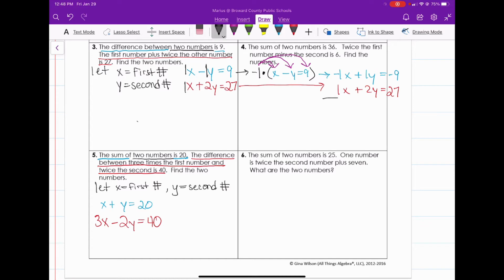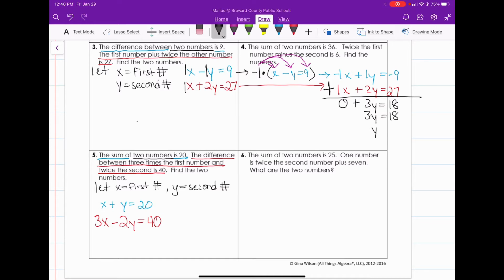Now that I have both of my x terms as opposites, I can go ahead and add. When I add, that's going to give me 0 plus 3y equals 18, because negative 9 and positive 27 make positive 18. That essentially is just 3y equals 18.